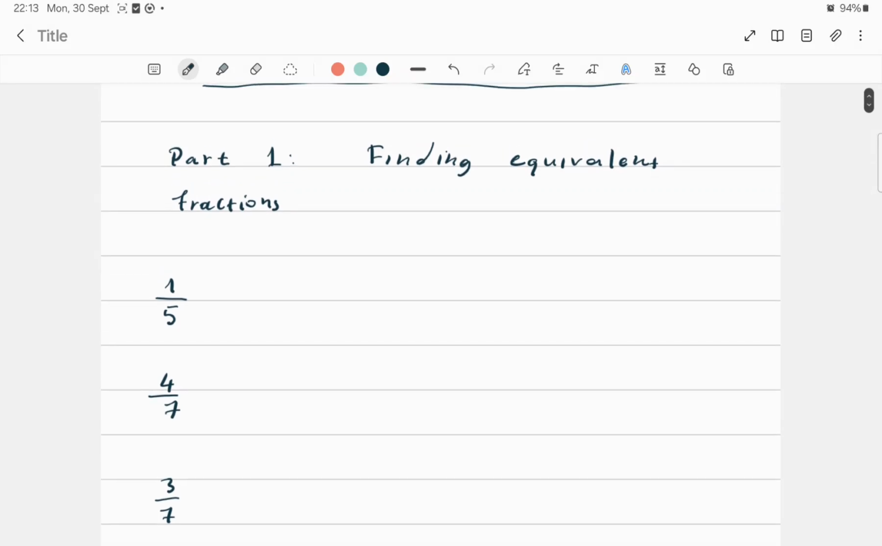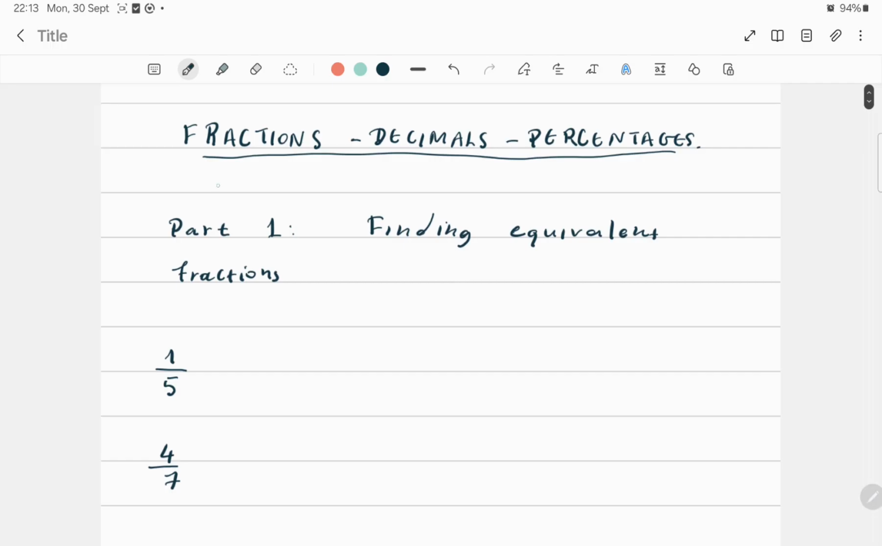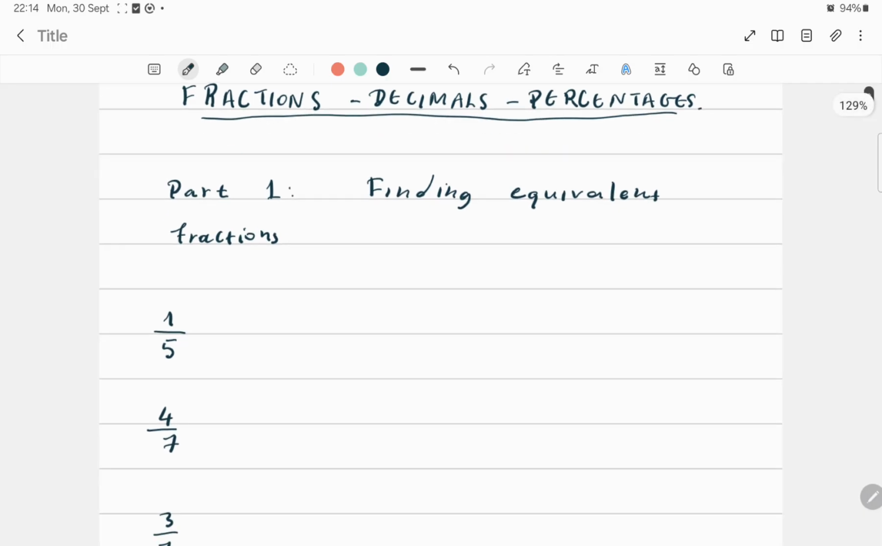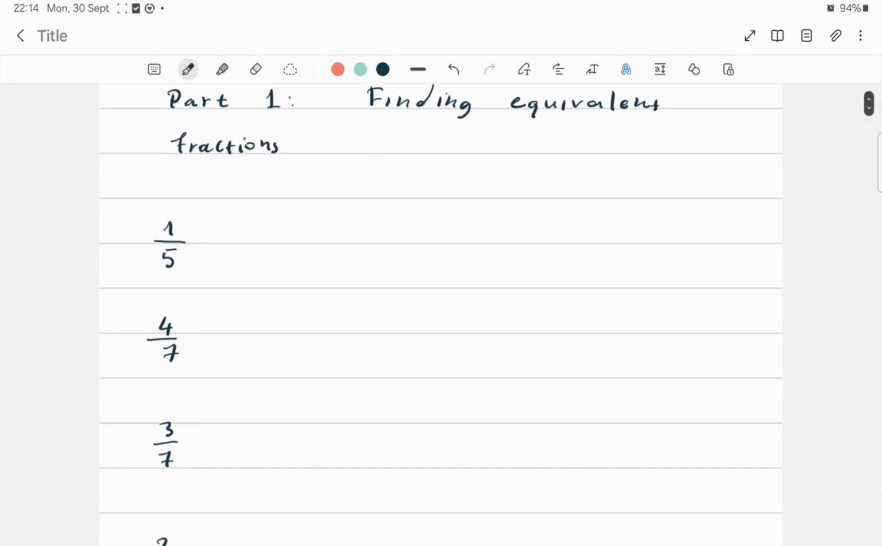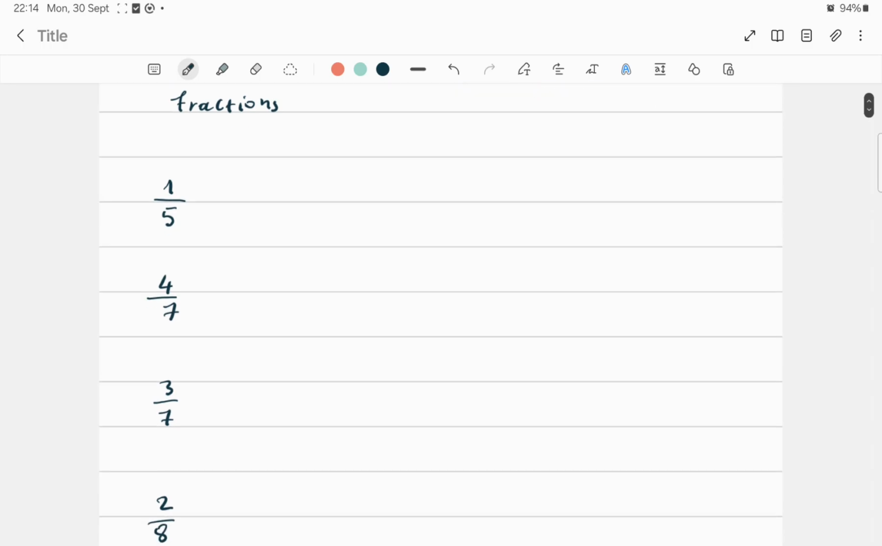In this video we discuss the topic of the lesson: fractions, decimals, percentages. For the first part we need to find the equivalent fractions of these ones. So how do we find an equivalent fraction? Let's have a look at the first one. We multiply both the top and bottom part of the fraction by the same number.